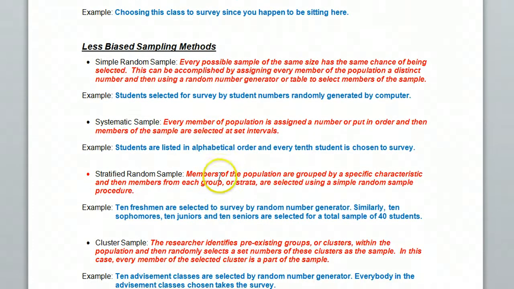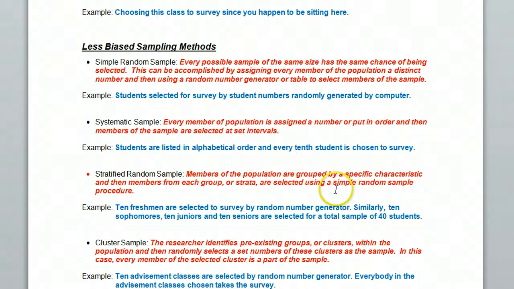And then the other 4. Simple random, where everyone has a chance to be in it and they're chosen by a random number generator or something like that. Systematic, when you're picking like every other person or every third person or every 5th person, something like that. Stratified random, that's when there are groups, but you take a few from each group.